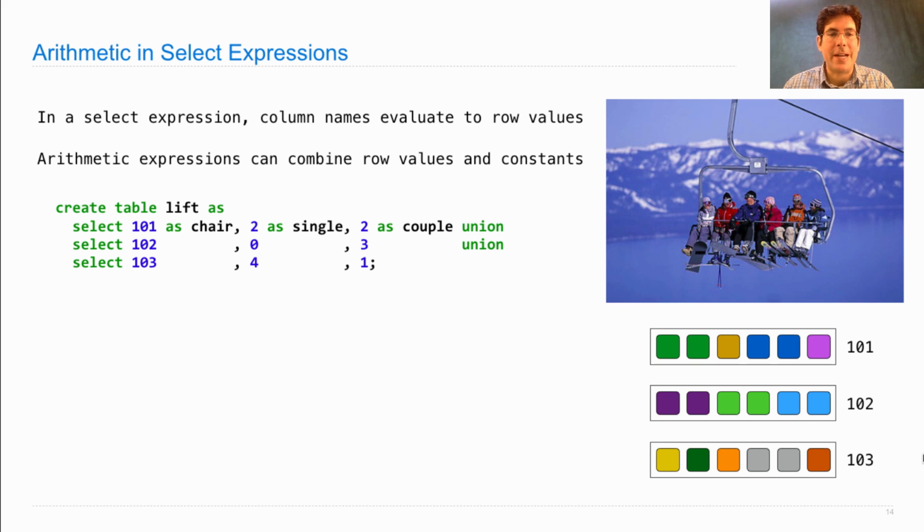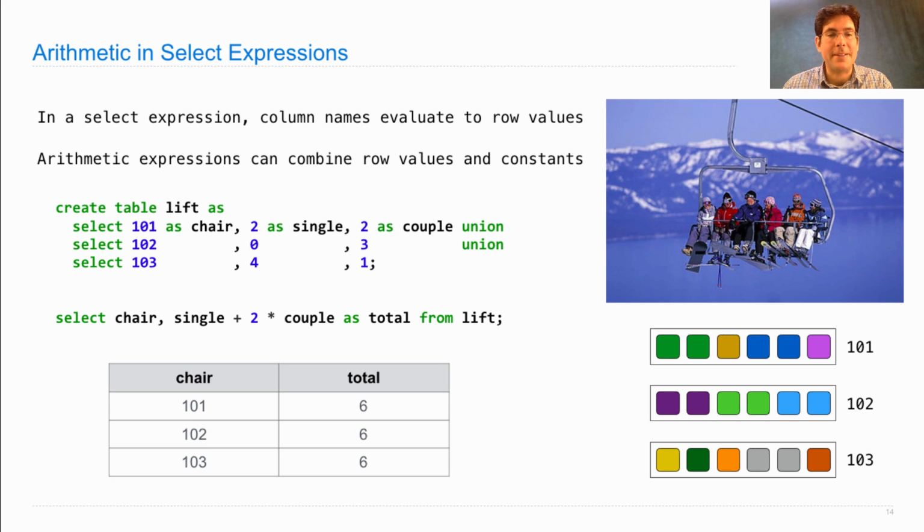Okay, let's say I wanted to check the total number of people on each chair. I would write select the chair number, and then an arithmetic expression, single plus 2 times couple, which is going to evaluate for each row the total number of people on the chair. So here's a row. This chair has 2 plus 2 times 2 equals 6 people in total, matching this picture. And in fact, it turns out that each row has 6 people in total, just in different configurations, as we can see.